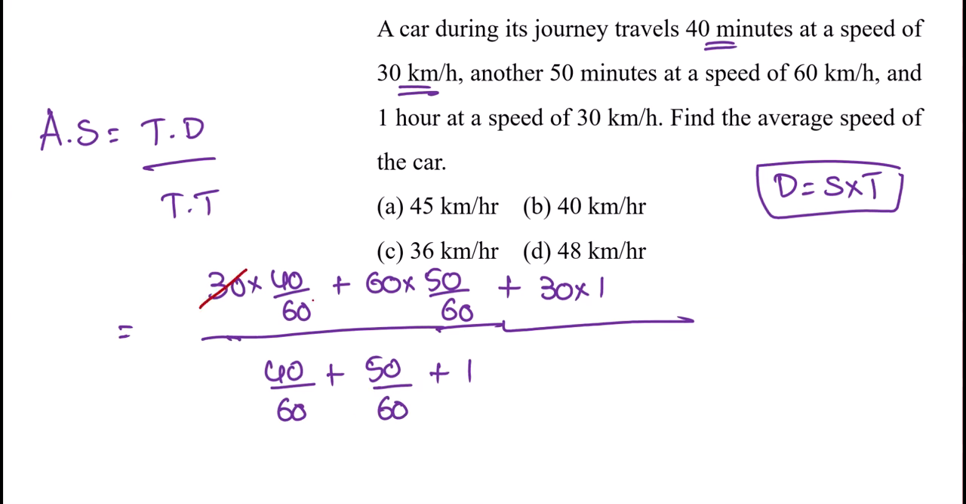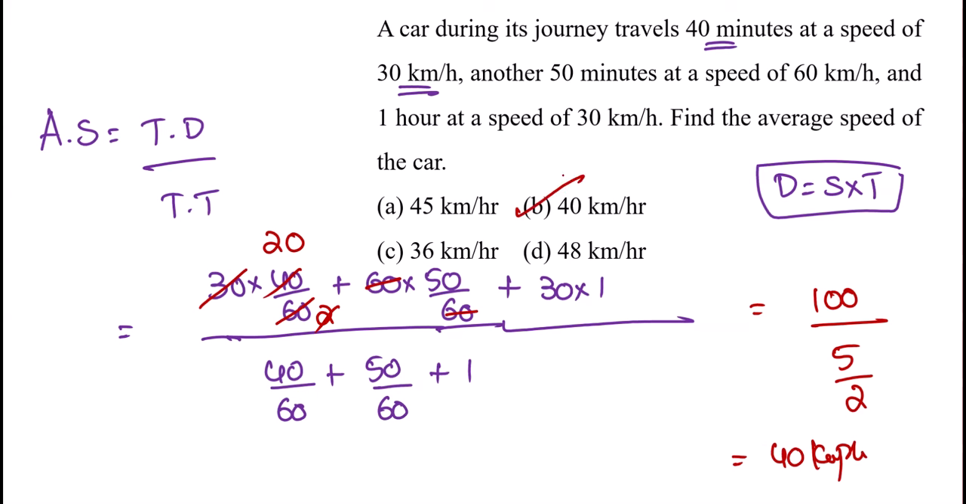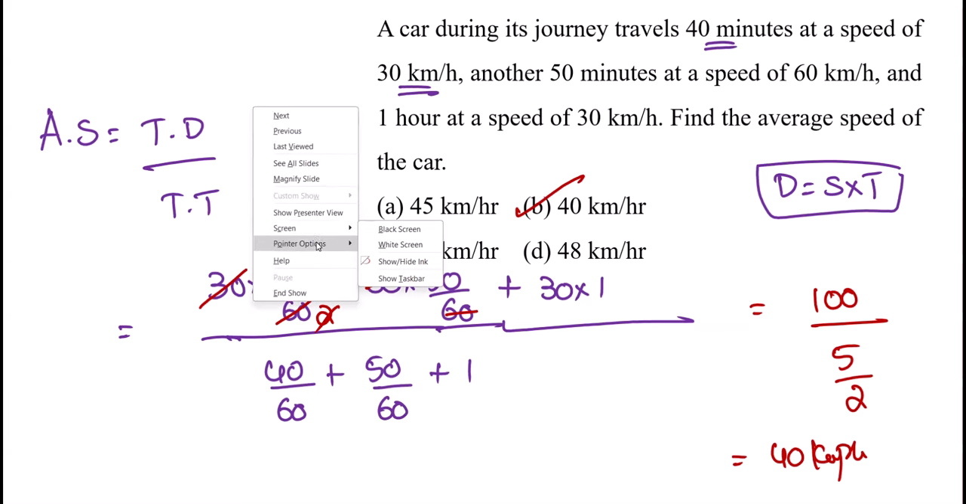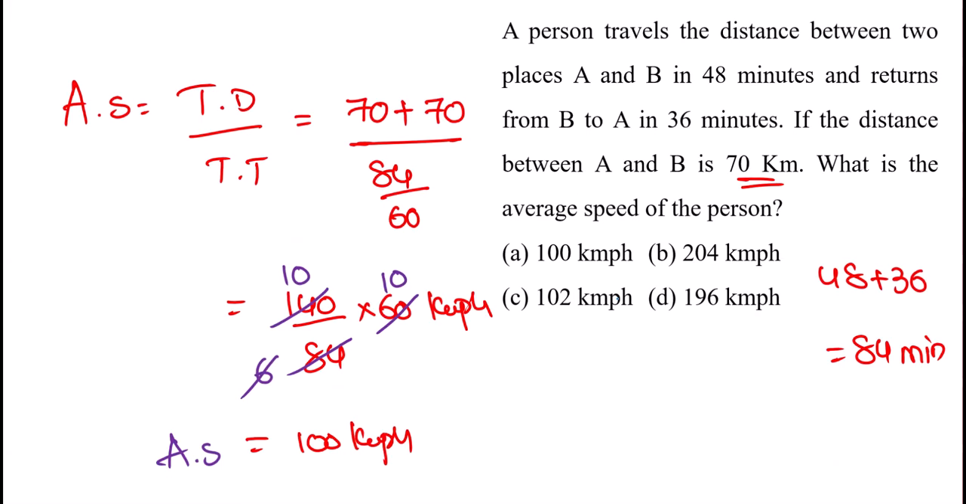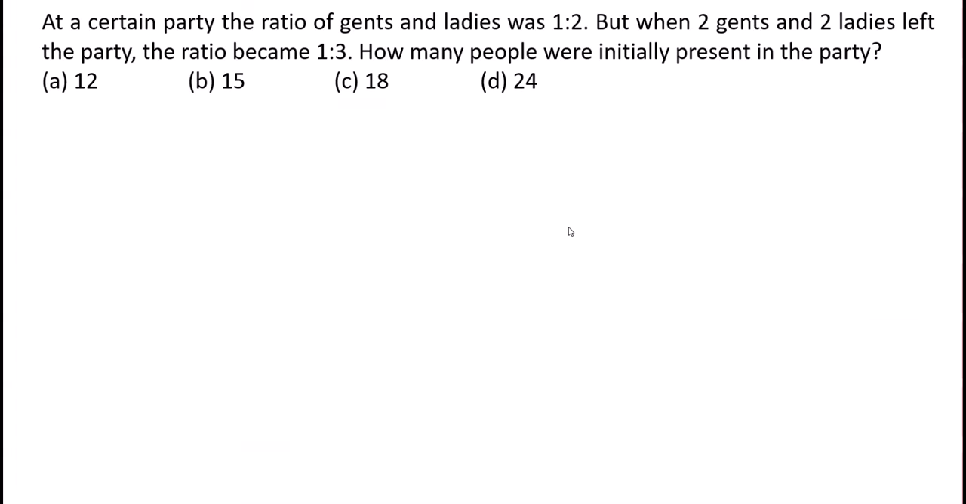So 2 times, this is 20, 50, 30, 100 numerator. Denominator, this is 90 divided by 60, 3 by 2. 3 by 2 plus 1 is 5 by 2. Okay, so 100 divided by 5 by 2, 20 into 2 is 40, 40 kilometer per hour. Option B, 40 kilometer per hour is the answer. Average speed is nothing but 40 kilometer per hour. Total distance divided by total time is the agenda.